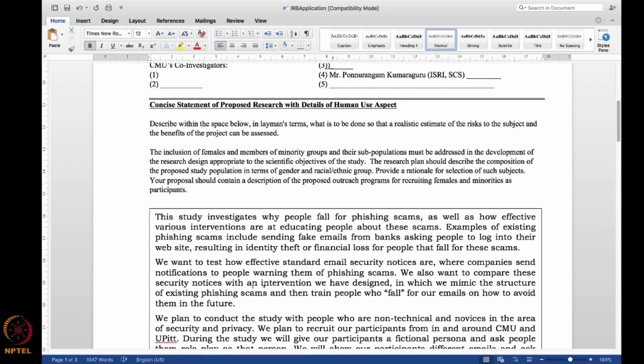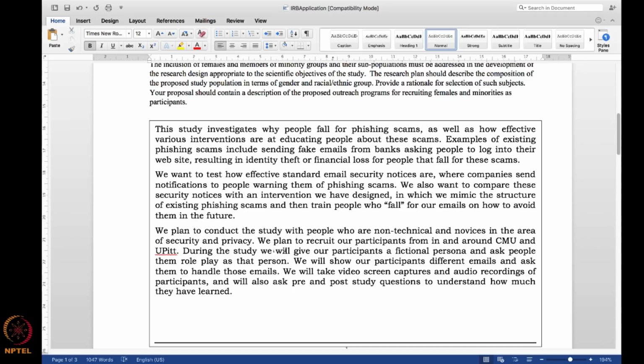If you see, this is the summary of the study that we plan to do. It's probably the same as the first few paragraphs that we had in the proposal. So here it says this study investigates why people fall for phishing scams, as well as how effective various interventions are at educating people about these scams. We want to test how effective standard email security notices are, where companies send notifications to people warning them of phishing scams. So essentially, it is building on the phishing study that I was doing. We plan to conduct the study with people who are non-technical or novices in the area of security and privacy. So that's the kind of subjects. Again, this is just a summary.